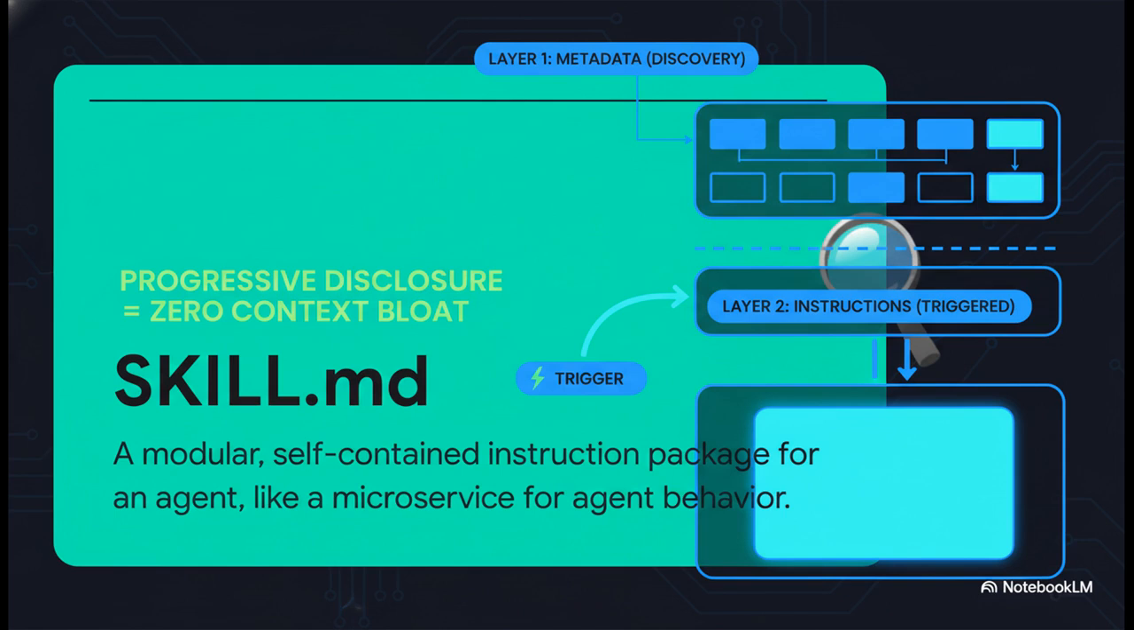But here's the really brilliant part. It has this 2-layer structure. The first layer is just some lightweight metadata, basically for discovery, so the agent knows it exists. It's only when that skill actually gets triggered that the agent loads the second layer, the actual step-by-step instructions. This whole idea is called progressive disclosure, and it's the absolute key to getting rid of that bloated context.